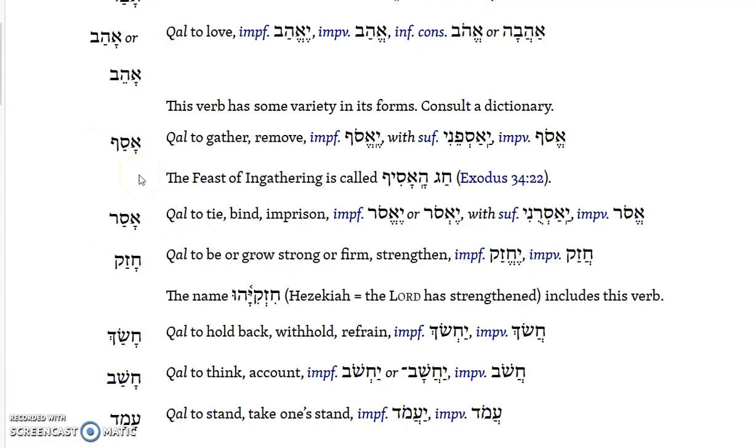And then you have asaf, to gather or to remove. And again, it gives you the imperfect form with the segol, and also gives you a form with a suffix where you may, instead of getting a hataf segol type pattern, you may end up with a patah pattern. And then you have asar, to tie or to bind or to imprison, and it gives you imperfect forms and forms of suffixes and an imperative form.